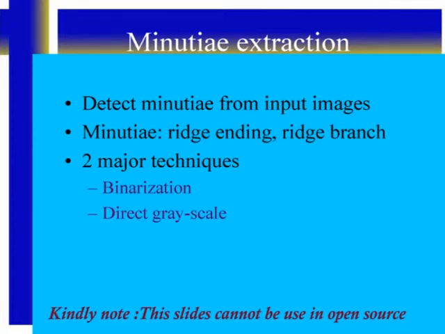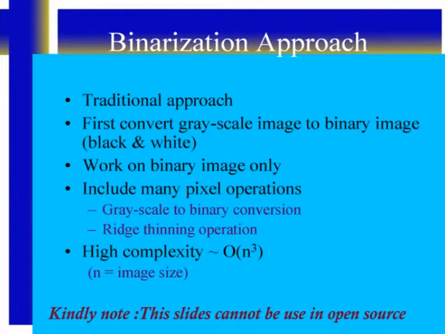So extracting minutiae from input images is what is most important. If we remember that minutiae are nothing but ridge endings or ridge branches, then there are two available techniques. One is called binarization and the other is detection from direct grayscale images. Binarization is a traditional approach.